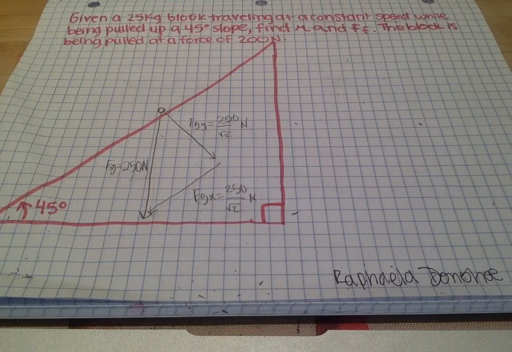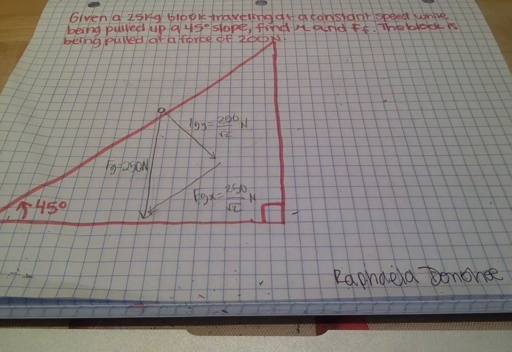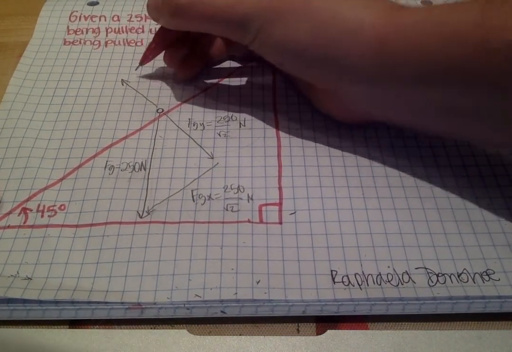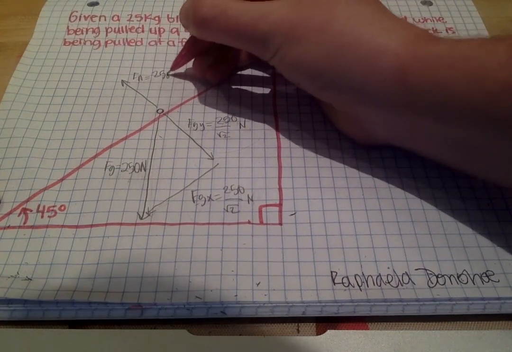Now, to find the normal force, we know that it must be equal to this opposing force because that's what's keeping it up on the slope of the surface. So it also must be equal to 250 divided by root 2 newtons.